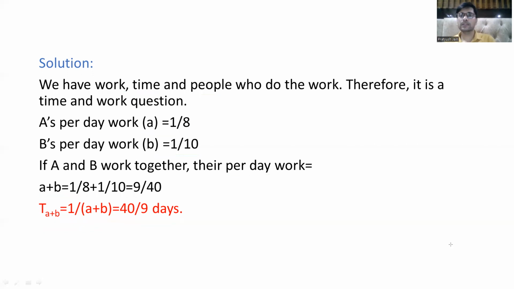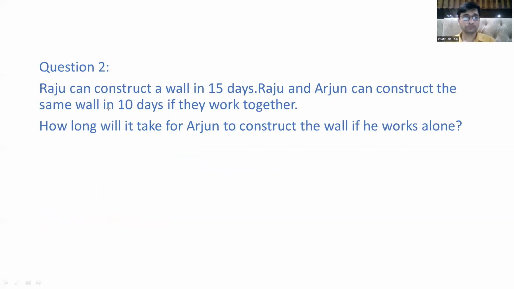Let's look at another question. Raju can construct a wall in 15 days. There is a person, Raju. He takes 15 days to construct a wall. Raju and Arjun can construct the same wall in 10 days if they work together. If two people, Raju and Arjun, work together, they can complete the construction of the same wall in 10 days. How long will it take for Arjun to construct the wall if he works alone? If Arjun works alone, how much time will it take for him to construct the wall?